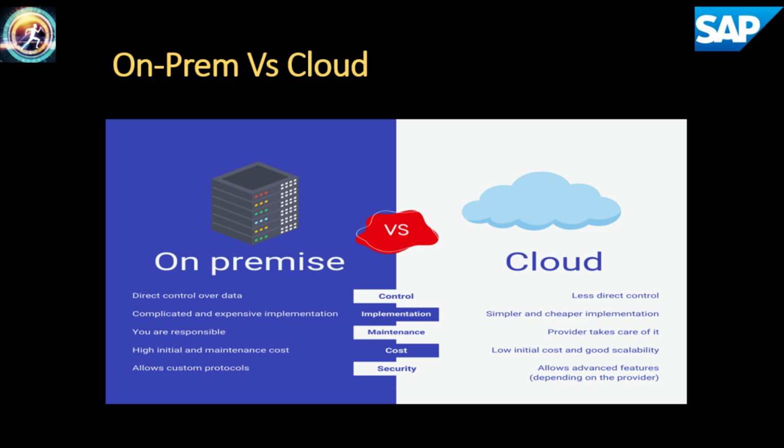SAP has its own cloud solution, SAP Cloud. We have AWS, we have GCP. So in one of those cloud providers, we can deploy this solution. If you look at the difference between on-premise and the cloud, the cloud is easy to manage. In terms of control, I think pretty much on-prem and cloud have full control, at least in the SAP solution. And maintenance cost is less.